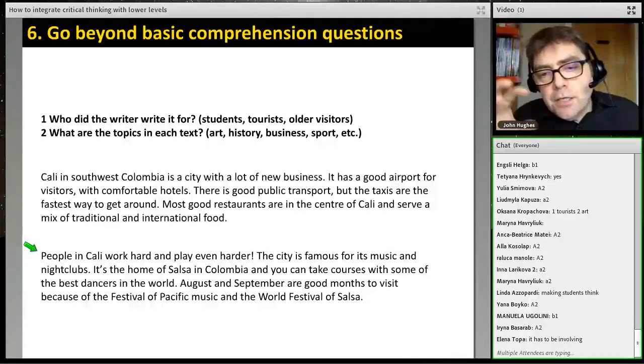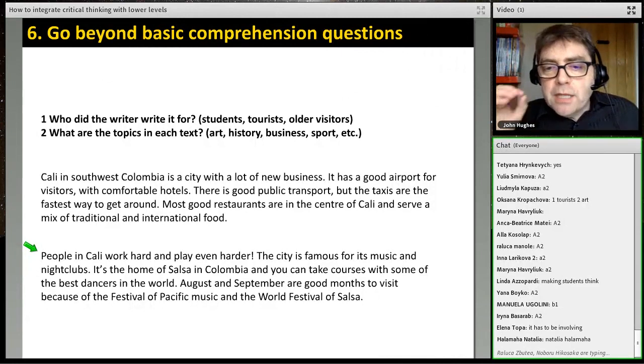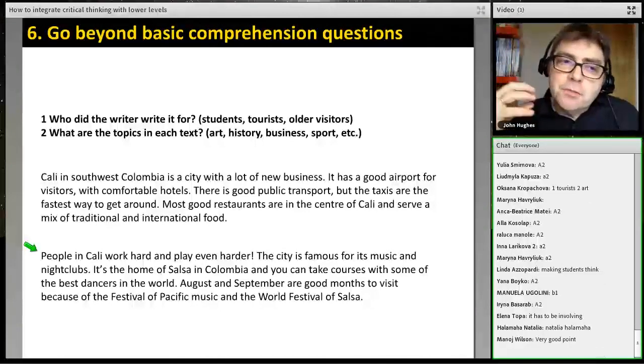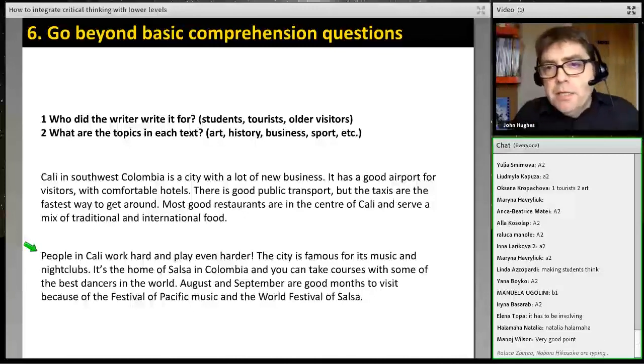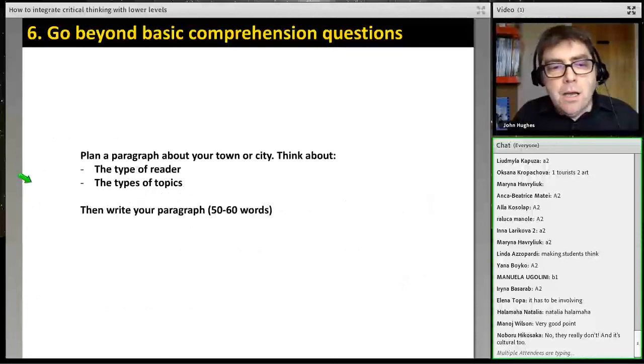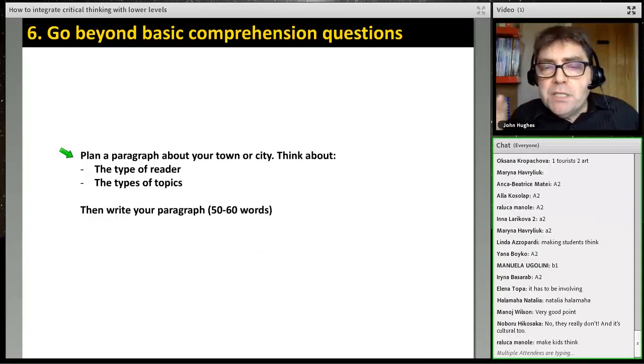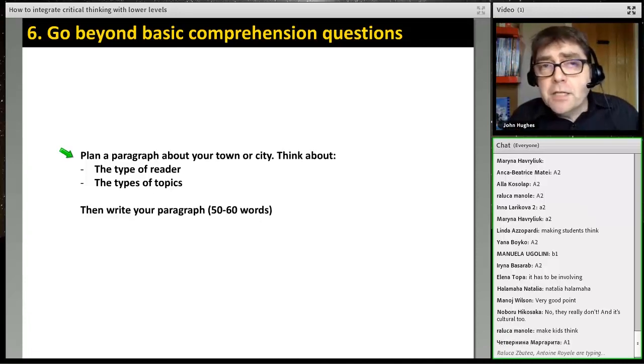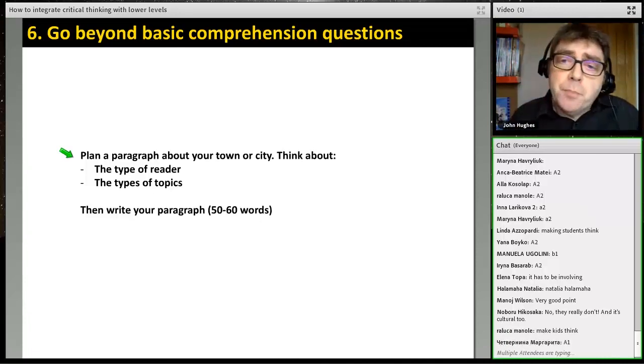And the text, Elaine has used the word there, it has to be involving. The text is more involving when it's written for a particular person. Now, if we give students text like this about a place and they compare, we can then give them an exercise like this. Typically, when we teach students about writing a paragraph, we'd say write a paragraph about your town, but we don't say why they're writing it for the town.